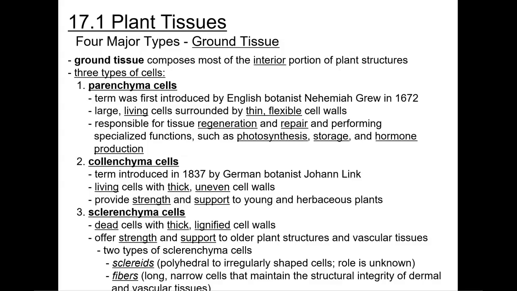So our third type of tissue is our ground tissue. Ground tissue composes most of the interior portion of the plant structures, and we're going to talk about three different types of cells that make up this ground tissue. We have the parenchyma cells, the collenchyma cells, and the sclerenchyma cells.